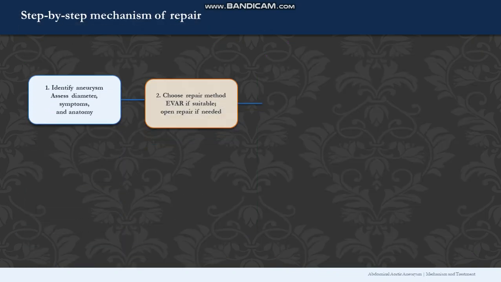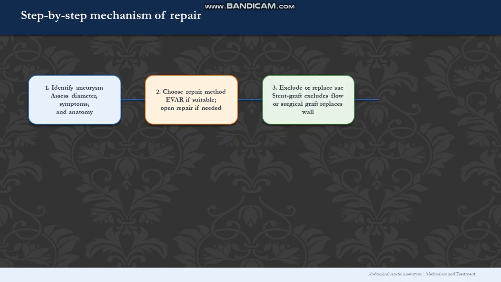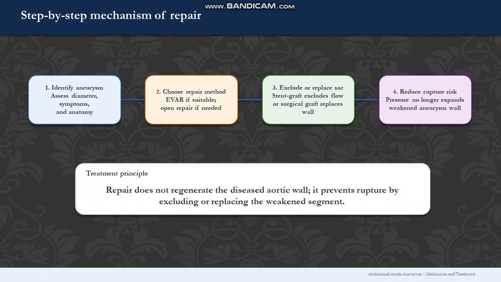That is the step-by-step mechanism. Identify the aneurysm and assess diameter, symptoms, and anatomy. Choose the method, whether EVAR or open repair. Exclude or replace the sac: a stent graft excludes flow, or a surgical graft replaces the wall. This reduces rupture risk, as pressure no longer expands the weakened aneurysm wall. That is the treatment principle: repair does not regenerate the diseased aortic wall. It prevents rupture by excluding or replacing the weakened segment.